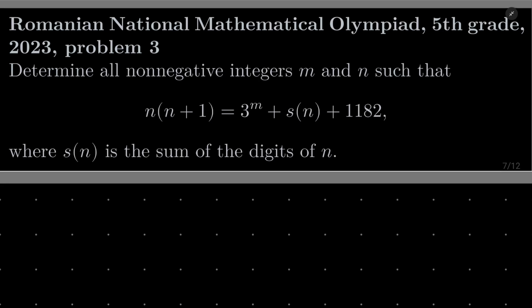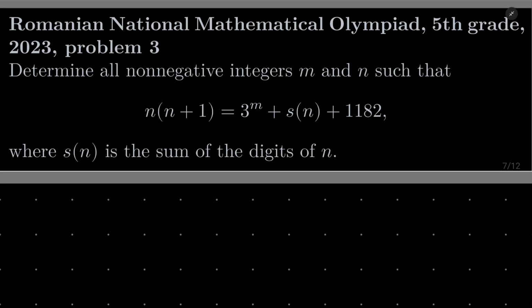Problem number 3 from the Romanian National Mathematical Olympiad for 5th graders 2023. We wish to find all non-negative integers m and n such that n times n plus 1 equals 3 to the power of m plus S of n plus 1182. As I said, S of n stands for the digit sum of n, the sum of the digits of n in decimal system.